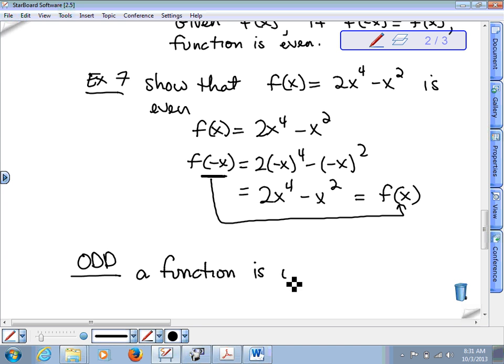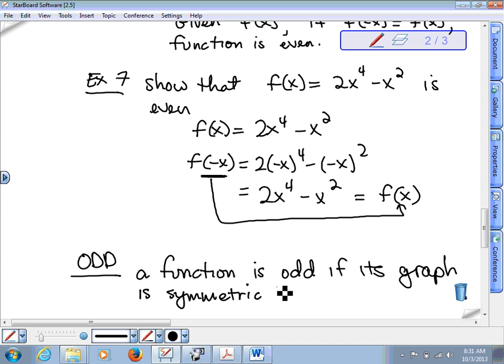A function is odd if its graph is symmetric to, now you have to be careful, most students have a tendency to say, well, if that one's symmetric to the y-axis, that's got to be symmetric to the x-axis. Were you thinking that? Be honest. It's okay if you were thinking that. But you have to understand why that's wrong.